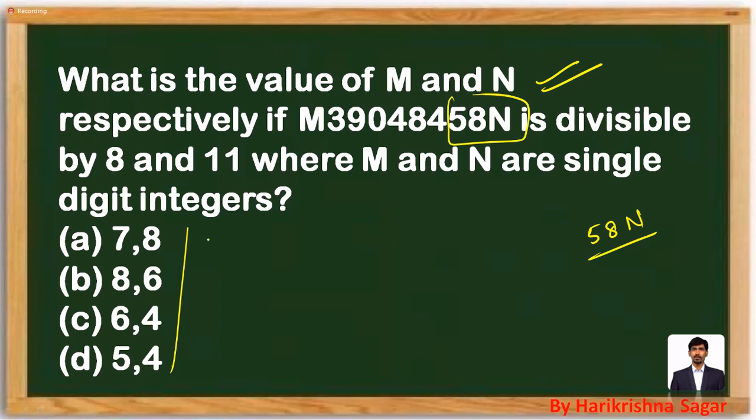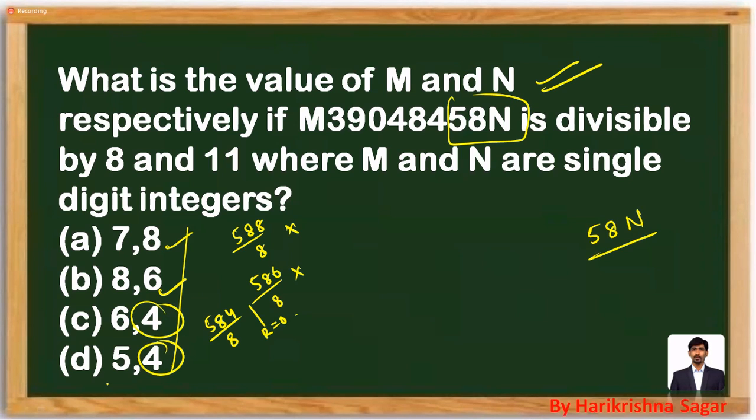If you put n value as 8, then what is 588? Is it divisible by 8 or not? 8 7s are 56, we are left with 28. No, not divisible. If you plug it as 6, it is 586. 8 7s are 56, we are left with 23, not divisible. If you plug it as 4, 8 7s are 56, we are left with 24. Remainder is 0. It is possible. Even this is also possible.